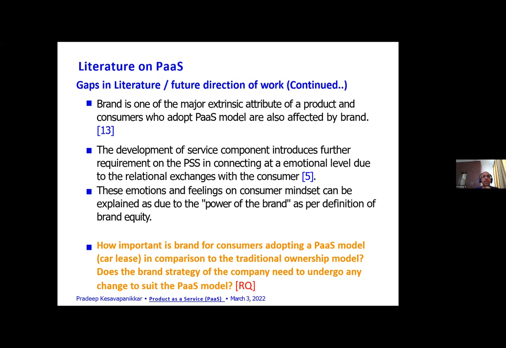So that's one of the research questions. The second one is on the brand element of a product. Brand is one of the major extrinsic attributes of a product.